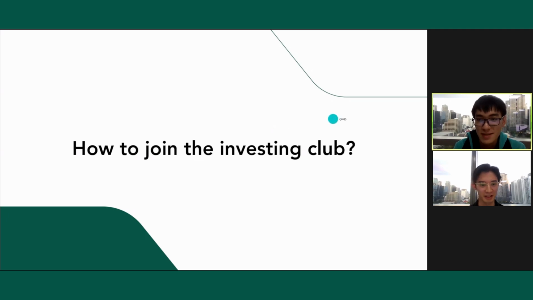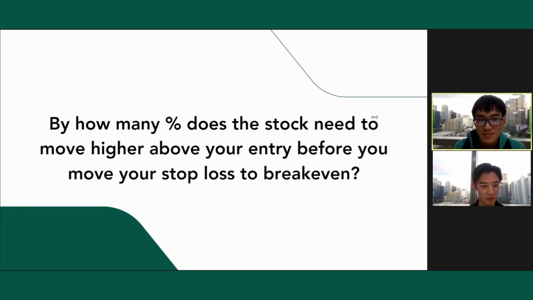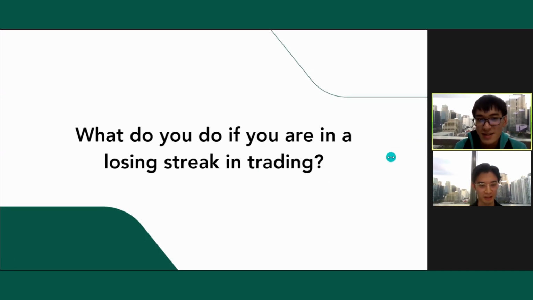Yeah. Next question. By how many percent does the stock need to move higher above your entry before you move your stop loss to break even? So for me, around 5%. So if the price moves up 5%, I usually set my stop loss to break even. So yeah, that's what I use. But it's really up to you. But for me, based on my preference, I think 5% is good enough. How about you, Franco? Yeah, 5% is good. Yeah. Yep. Okay. Thank you for that question.